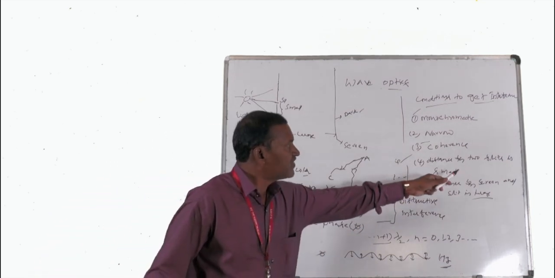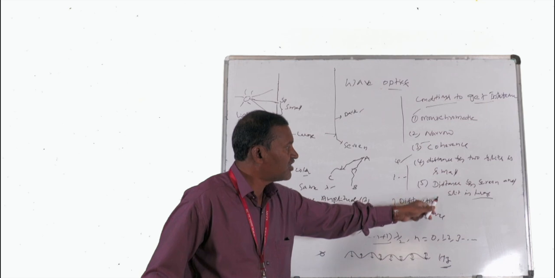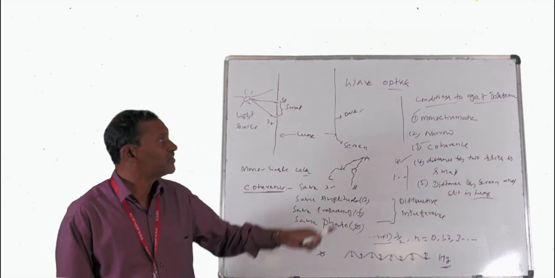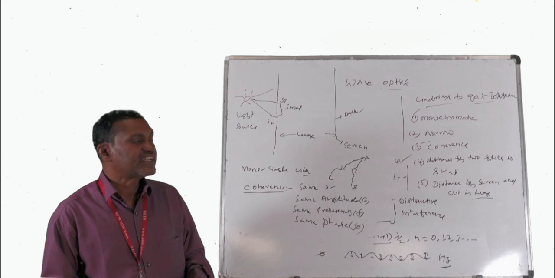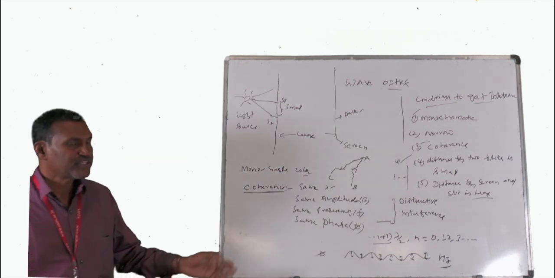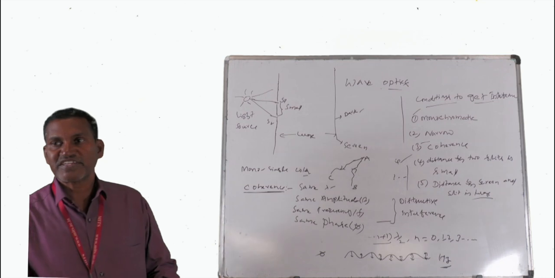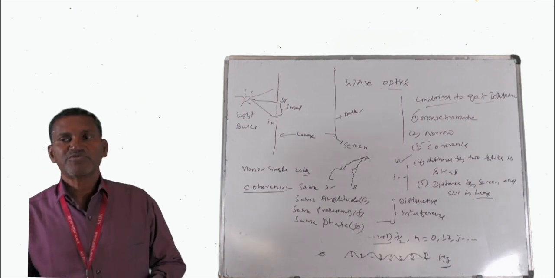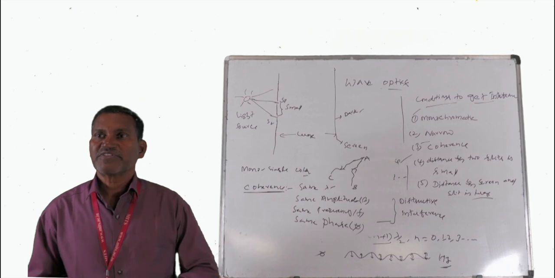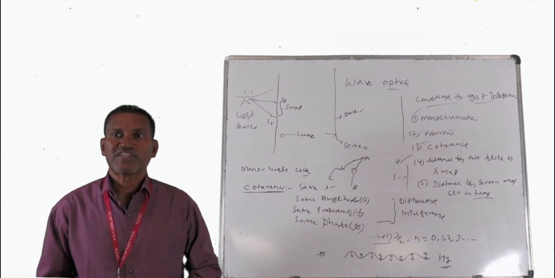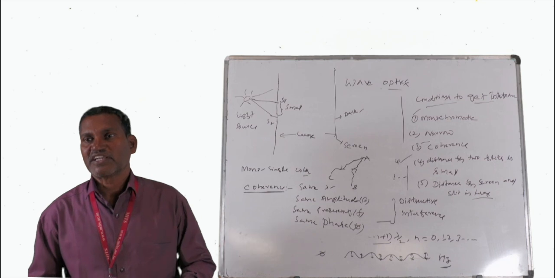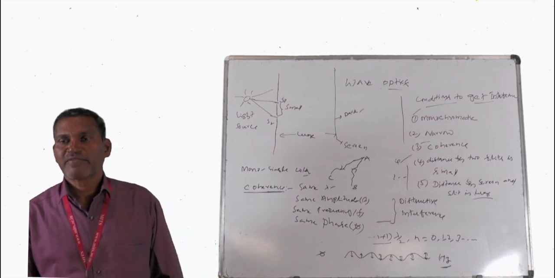Then the distance between two slits is very small, and the distance between the screen and the slits is large. So these are the conditions to get the interference phenomenon. The next topic is interference in thin films by reflection. The second topic is Newton rings. In the case of Newton rings, we can see the interference phenomenon. Thank you very much.